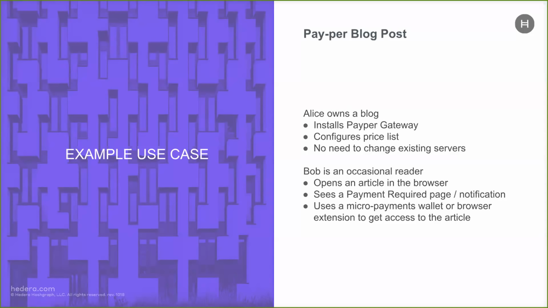And then Bob is the end user. He's an occasional user, meaning that it is not necessary for him to create an account or have any type of prior agreement in order to consume content. So he'll try to open Alice's article in the browser. He sees the payment required page, and then he'll probably use his wallet or a browser extension to pay for that content, and that content is then delivered to Bob.